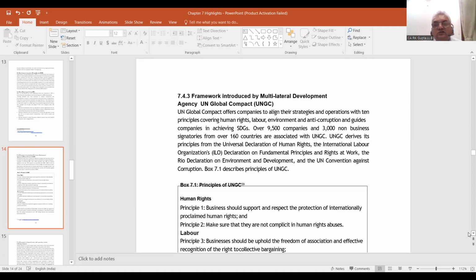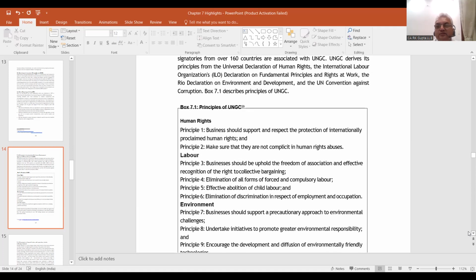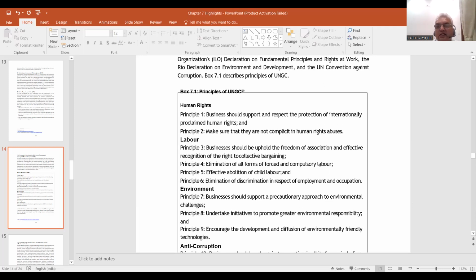ठीक है, तो ये बॉक्स 7.1 it describes principles of UN Global Compact. क्या है principles? एक तो ह्यूमन राइट्स से रिलेटेड है आपका. पहला तो ये है कि बिजनेस शुड सपोर्ट एंड रिस्पेक्ट द प्रोटेक्शन ऑफ इंटरनेशनली प्रोक्लेम्ड ह्यूमन राइट्स. दूसरा प्रिंसिपल क्या है, मेक श्योर that they are not complicit in human rights abuses. तो ह्यूमन राइट्स से रिलेटेड तो दो हैं कि जो भी इंटरनेशनली प्रोक्लेम्ड ह्यूमन राइट्स है दे शुड सपोर्ट एंड रिस्पेक्ट दोस राइट्स.